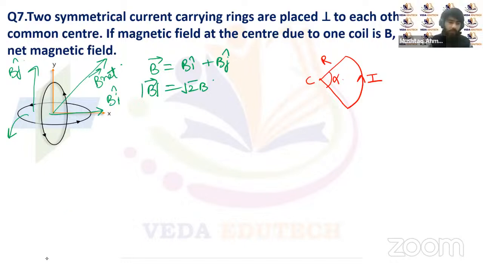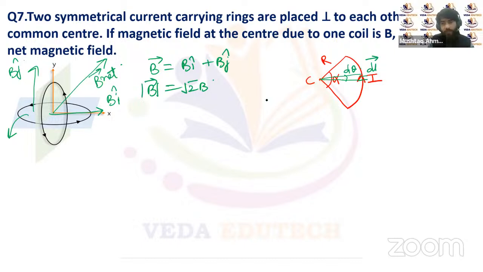We have to find the magnetic field. We'll once again be using the Biot-Savart law. The length element here is dL vector. Let's suppose this length element subtends an angle of d theta at the center.